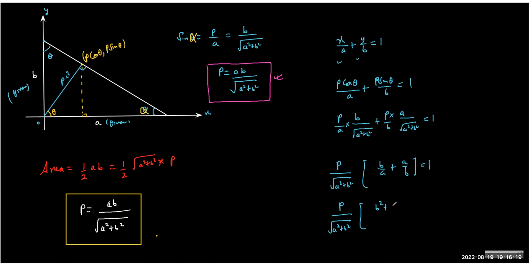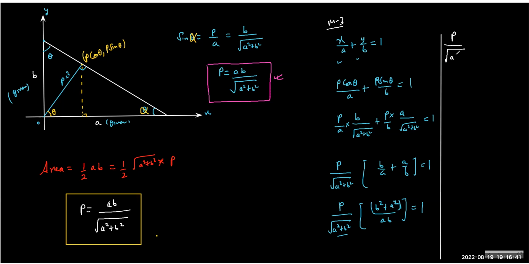And this is nothing but b square plus a square by ab. And you can see this is the term which is the same here, so I can cancel out. How should we write further? So e upon, and this we can write as under root of a square plus b square whole square, isn't it? And this I can cancel out. Are you guys getting this? So I can see p turns out to be.